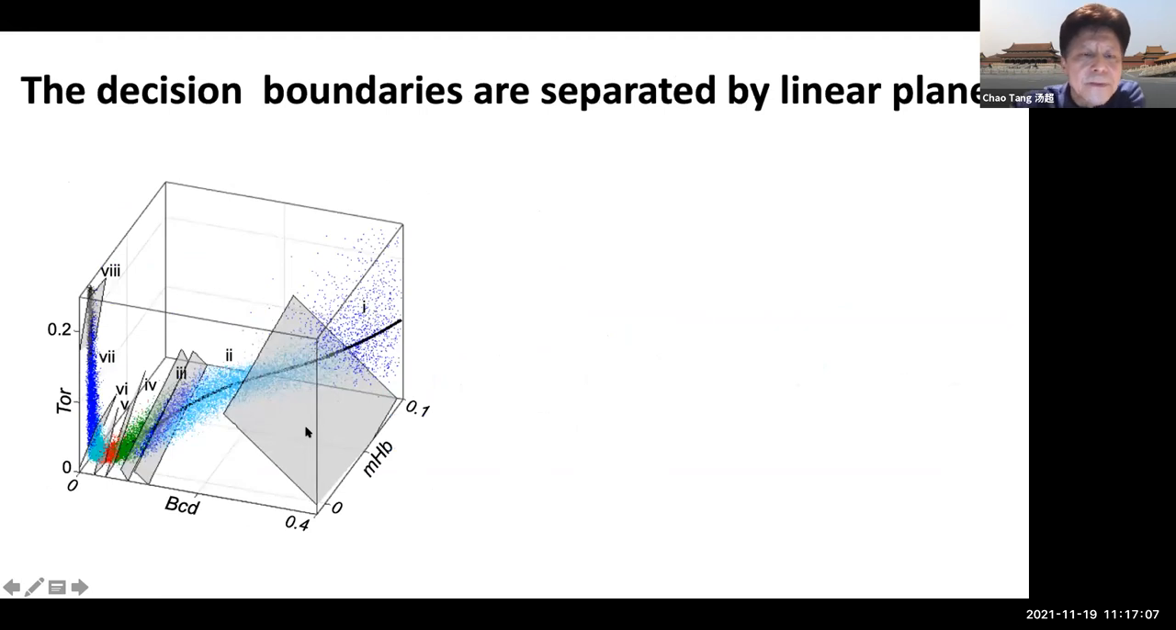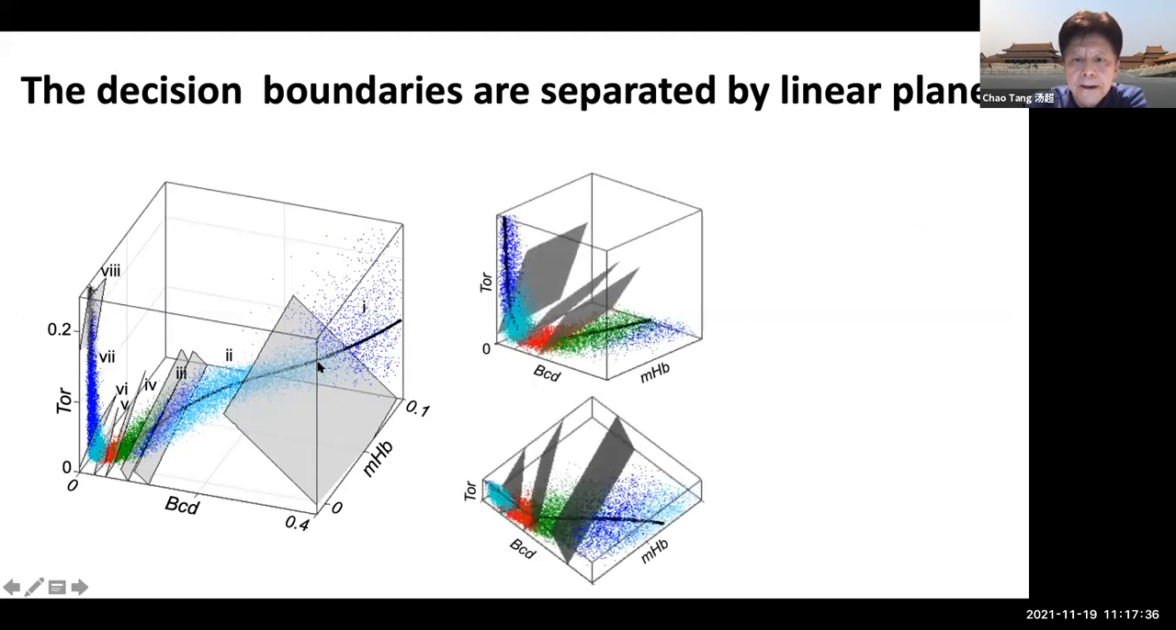And very interestingly, if you construct a map like this, the different cell fates can be separated essentially by planes. Okay, so essentially linear separation can determine the cell fate boundary very well. So we will just use the planes to separate these different cell fates. The views from other perspectives, you can see the planes can separate the different cell fates very well.